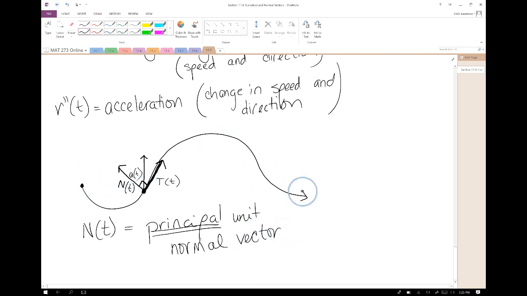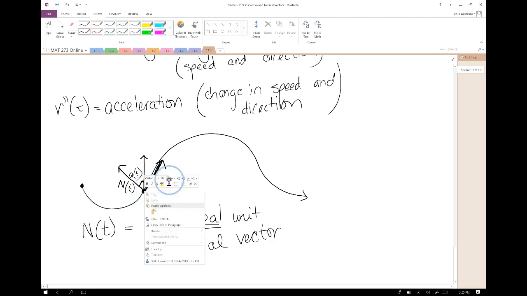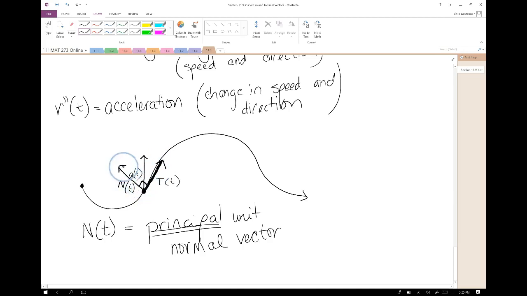So without even knowing what this graph looks like, we could find acceleration at a particular point, and we can decompose it into two pieces. We can figure out how much of acceleration is pointing in the tangent direction and how much of acceleration is pointing in the normal direction. And that will tell us how much of our acceleration is being used towards changing our speed and how much is being used towards changing our direction.